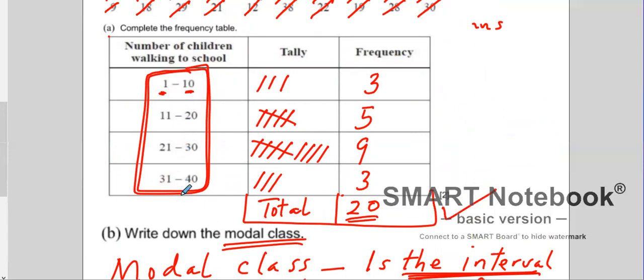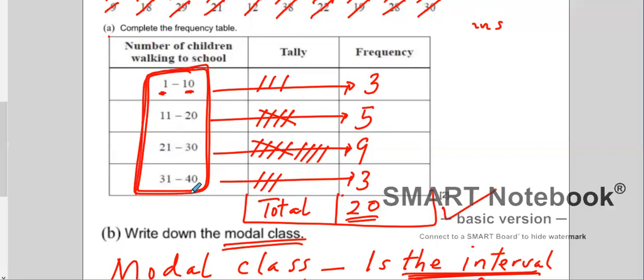There are 4 intervals. Now, what is the frequency of this interval 1 to 10? The frequency is 3. What is the frequency of 11 to 20? The frequency is 5. What is the frequency of this interval 21 to 30? The frequency is 9. And what is the frequency of 31 to 40? The frequency is 3. Now, which interval appears to have the highest frequency? The highest frequency is 9.